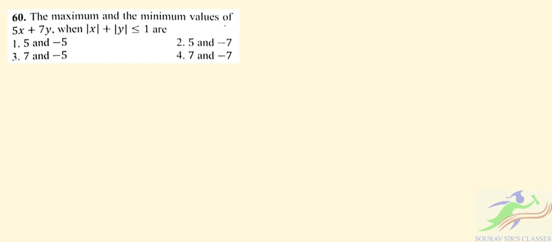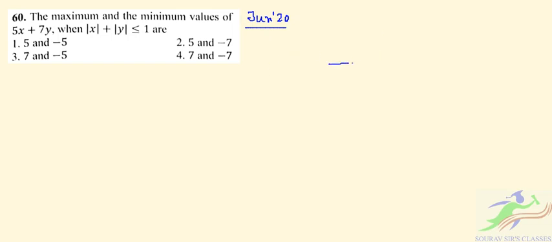Question number 60 from June 2020 mathematical science paper. So we have to find the maximum and the minimum values of 5x plus 7y where mod x plus mod y is less than or equal to 1.